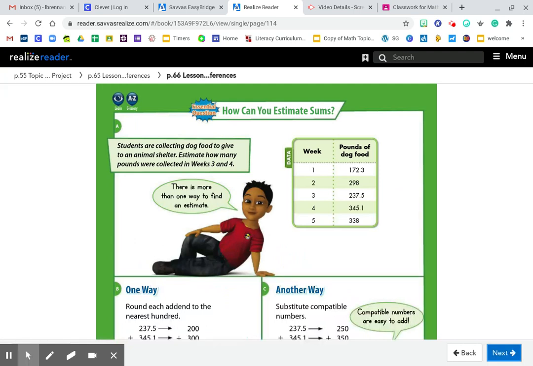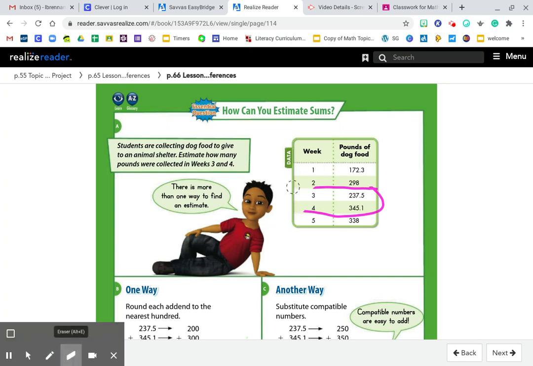So how can you estimate sums? Remember, this is the same activity that's shown in the student video through Savvas. Students are collecting dog food to give to an animal shelter. Estimate how many pounds were collected in weeks 3 and 4. Let's see what we're talking about here. We want weeks 3 and 4. And you'll notice in 5th grade, they always love to put a lot of extra information in word problems that you don't need. They're trying to catch you. So we really didn't care about week 1, 2, and 5 here. There's more than one way to find the answer.